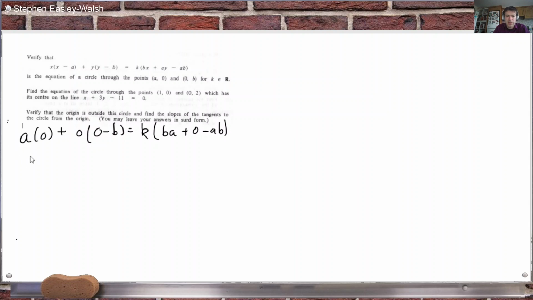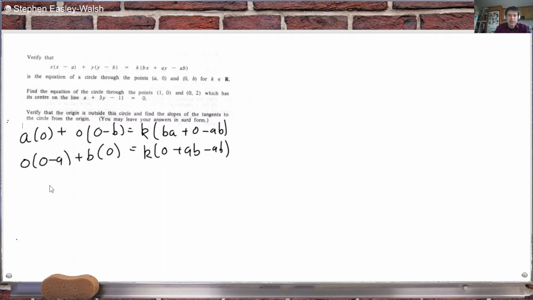And likewise for the other point, x is 0 times 0 minus a plus b times 0, b minus b, equals k, 0 plus ab minus ab. So that checks out as well.